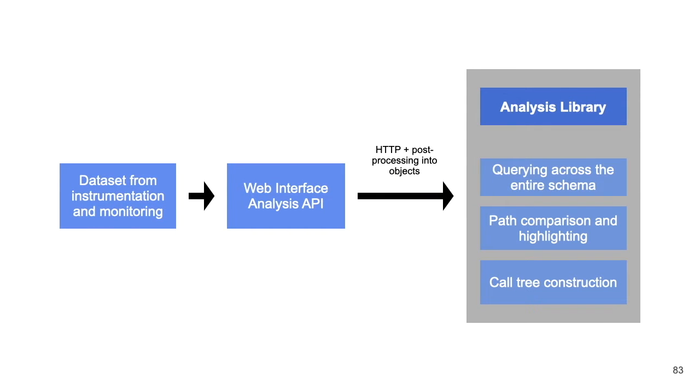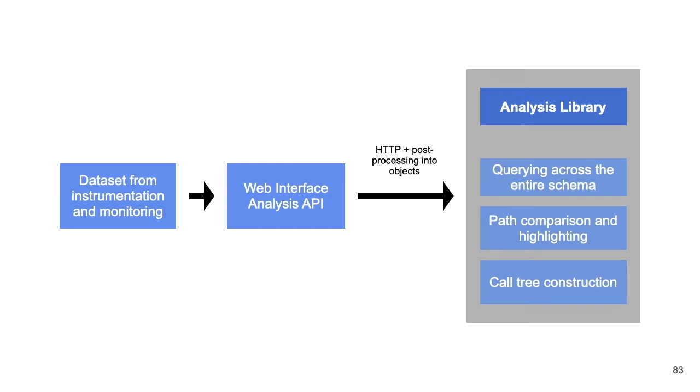The general architecture involved with analysis scripts is that we start with a dataset from instrumentation and monitoring, just like with the web tool. We use an analysis API provided by the web tool, and then via HTTP and post-processing it into objects, we arrive at a point where we can do analysis using the library. In particular, this includes querying across the entire schema, performing path comparison and highlighting, and further call tree construction, which is not yet possible with the web tool.